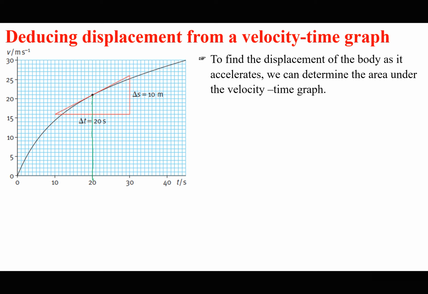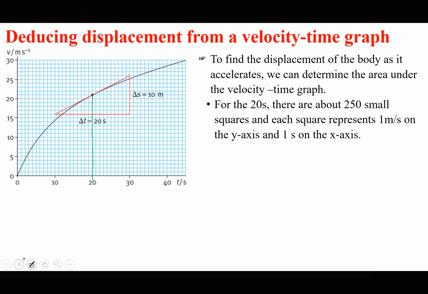So to find the displacement of the body as it accelerates, we can determine the area under the velocity time graph. And for the first 20 seconds, there are about 250 small squares, and each square represents 1 meter per second on the y-axis and 1 second on the x-axis. So you must find a scale. Here from 0 to 10, we have 10 small squares. So one small square on the x is 1 second. One small square on the y, we have 0 to 5, is also 1 meter per second.